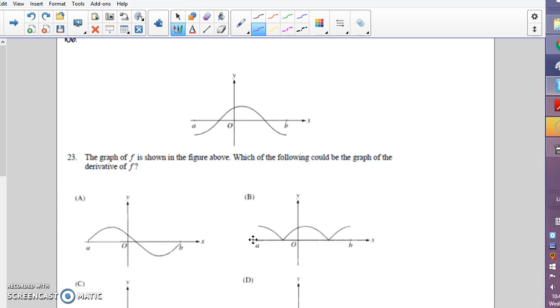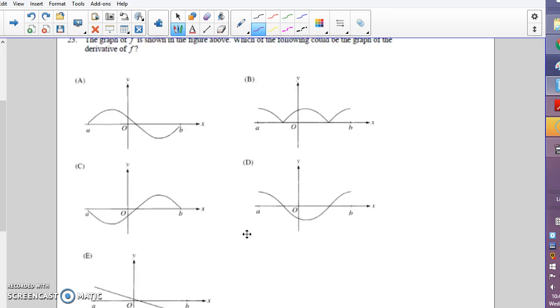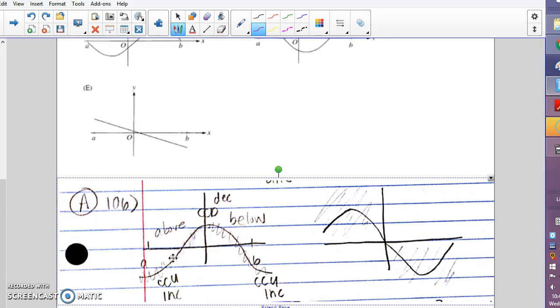Okay, so this is a graph of f, and you're looking for a graph of the derivative. So you kind of piece it together. This is concave up, this portion's concave down, concave up, this is increasing, switches to decreasing, switches to increasing. So you just have to be careful.